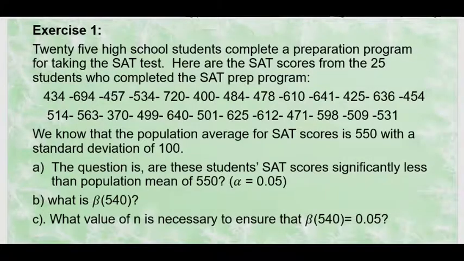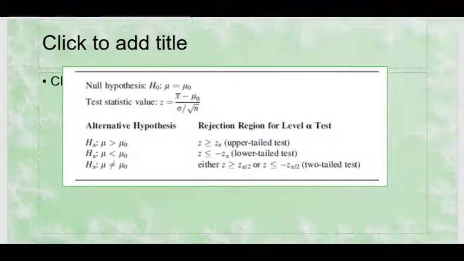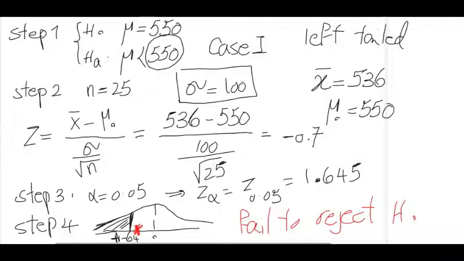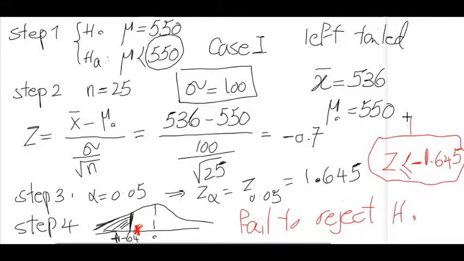If you look at the rejection region, you can see that the rejection region is Z less than or equal to minus Z alpha. So also we can write the rejection region as Z equal or less than minus 1.645. This is the rejection region. And this value is the value of test statistics.